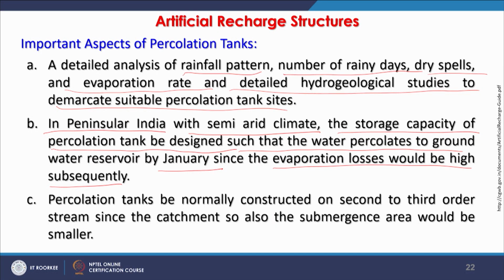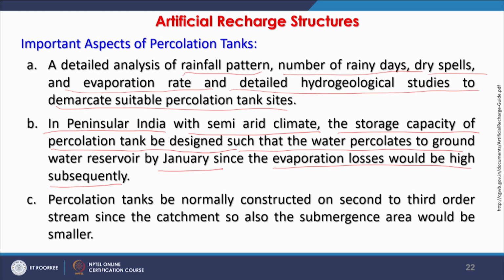Even if you have excess water, even if you can store it on the surface for a longer time, another approach which I have just discussed is to have floating solar panels. Further, the percolation tank can normally be constructed on second or third order streams also.